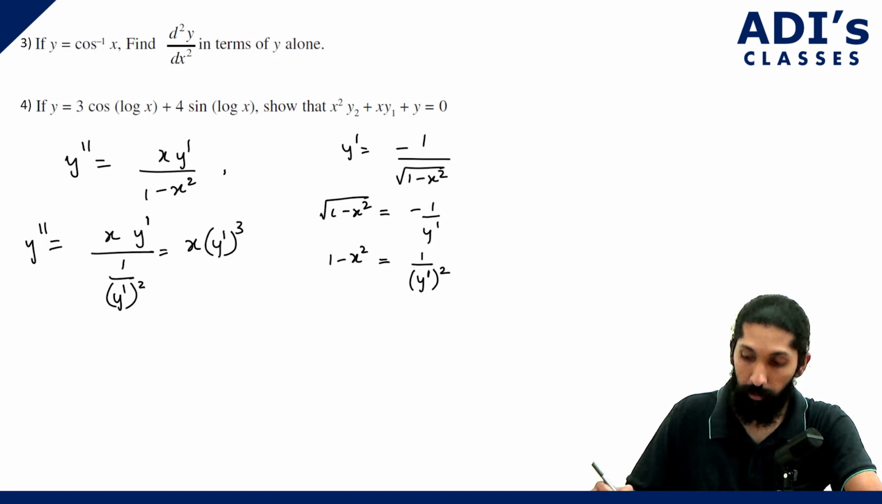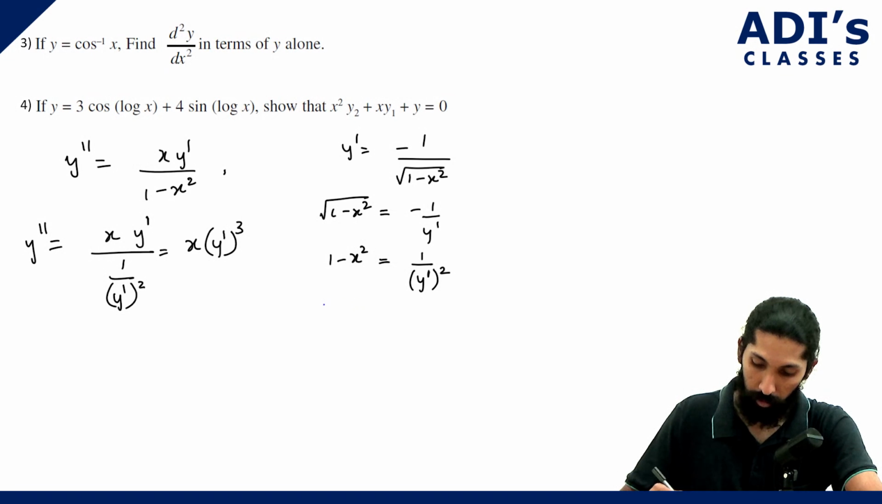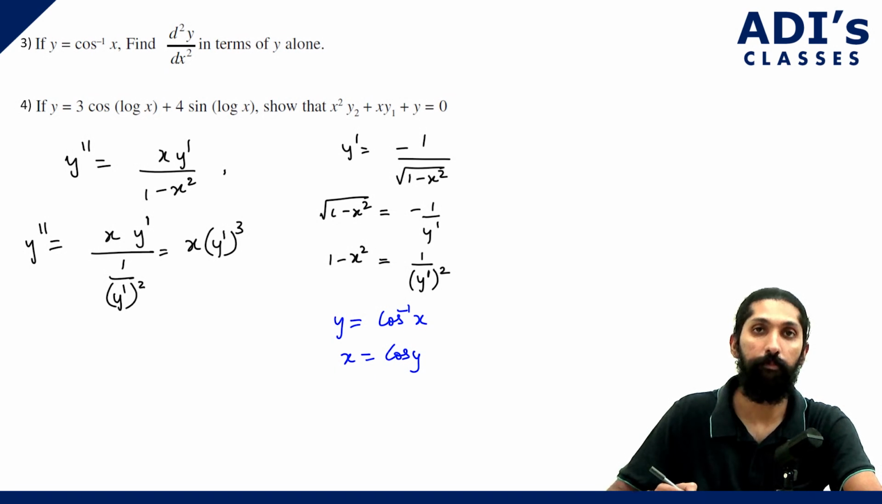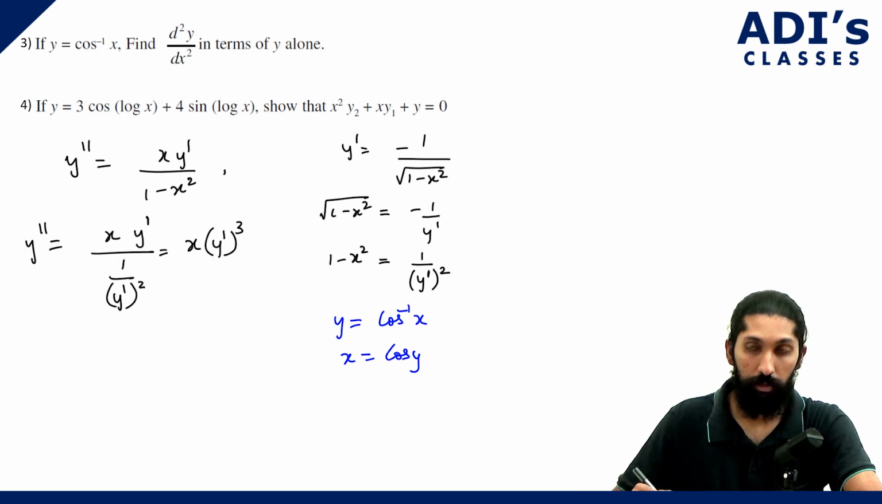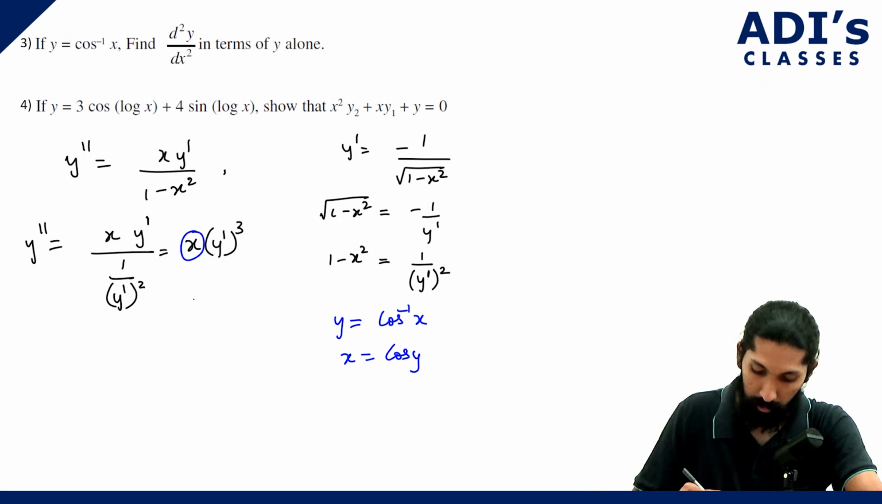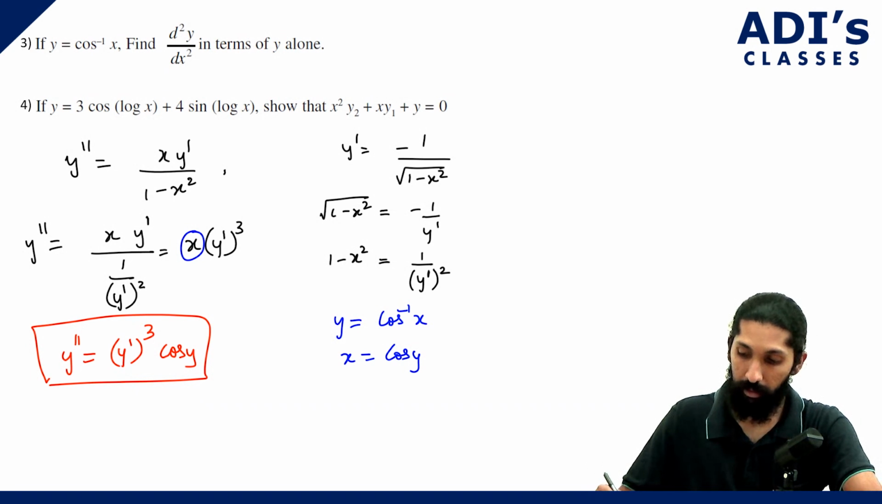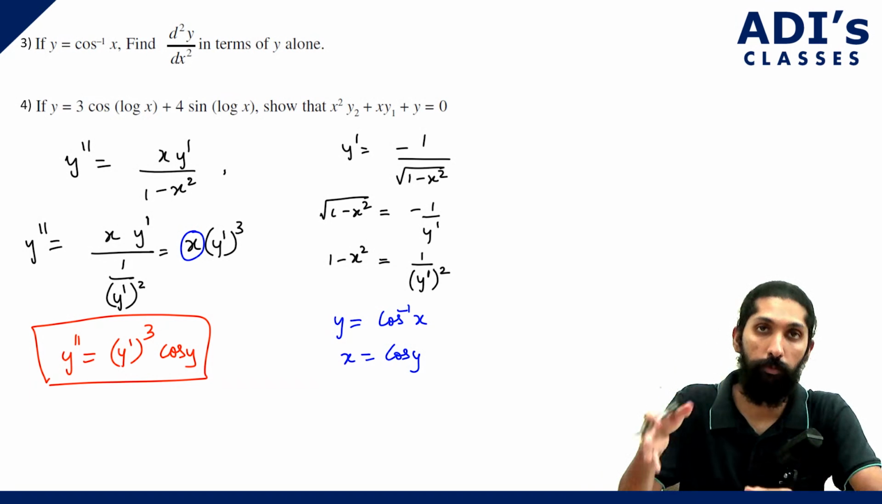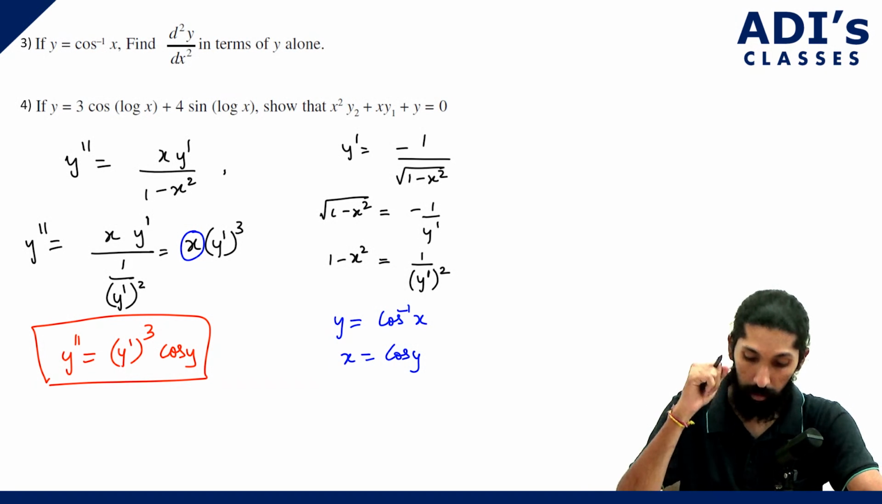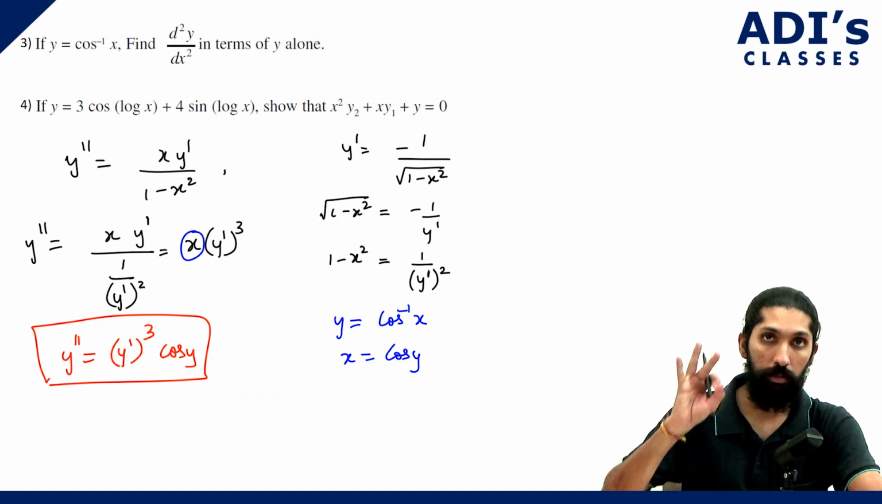Now, to find the value of this x, what do we do? You take y is equal to cos inverse of x. What is the x value? Cos y, right? Substitute that here. That means in place of x, you substitute cos y. So the final answer becomes y double dash is y dash whole cube into cos y. See, you're writing y double dash only in terms of y, not in terms of x. So this becomes the answer for the third question.